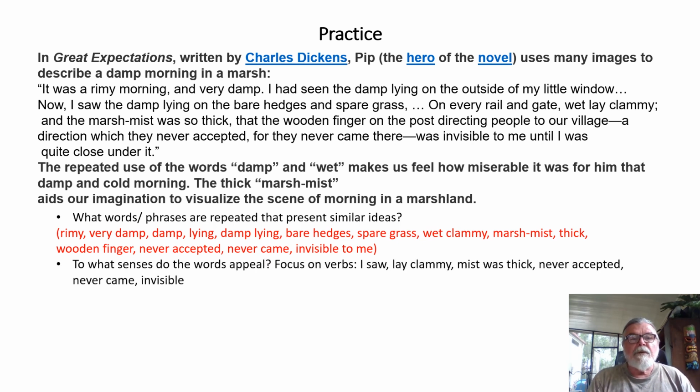Next, I want to say, well, to what senses do these words appeal? So I want to focus on the verbs. I saw, lay clammy, mist was thick, never accepted, never came, invisible. So these are words that create an image in my mind that help me understand what the author's trying to say. So this is visual and tactile. So I see it and I can feel it. You go out in the morning, you can just feel the wet, clammy all over you.